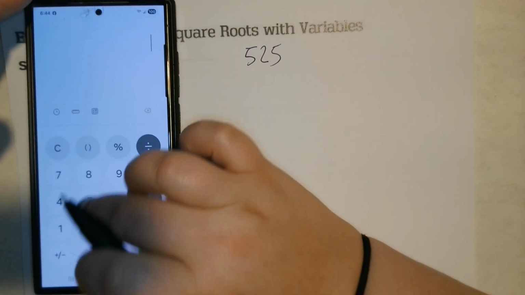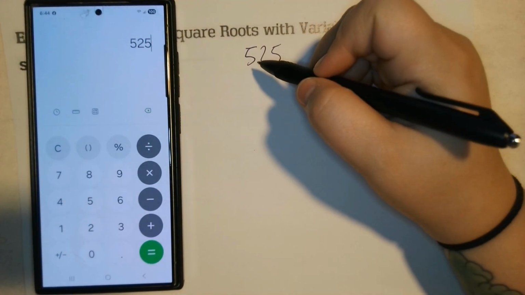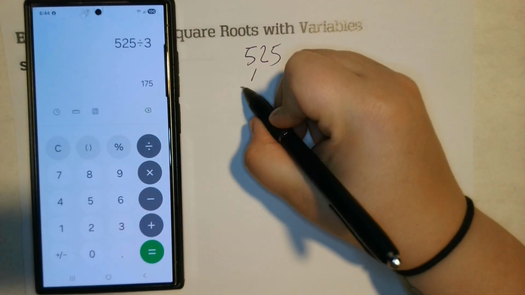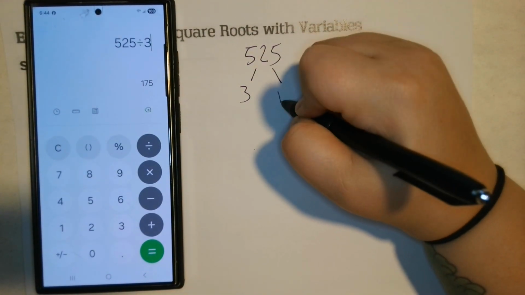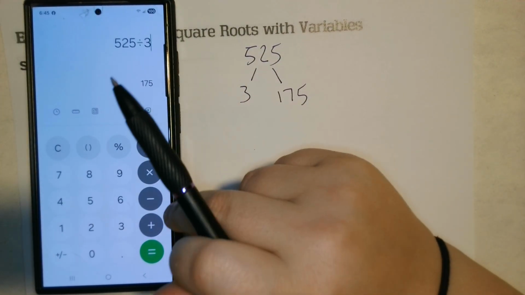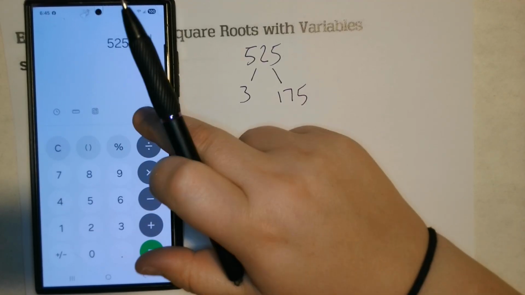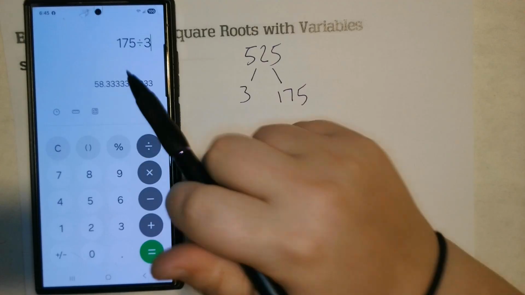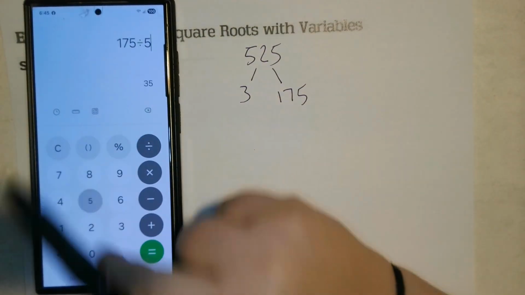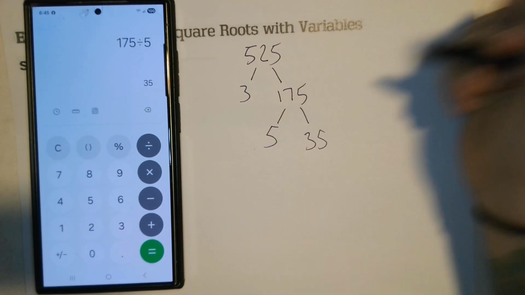I've got 525. It is not an even number. So, but I don't want to jump straight to 5. So I'm going to check on 3 first. Is this divisible by 3? Yes, it is. So 3 is a prime number. When I divide, it gives me 175. Let me check and see. Is 175 divisible by 3? Divide by 3. It is not. Well, 175 divided by 3 gives me a decimal, so I don't want to do that. So now I can jump to 5. Divide by 5. Well, that's possible. So if I divide by 5, I get 35.